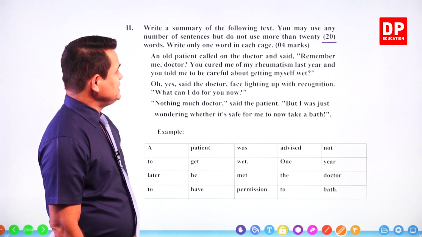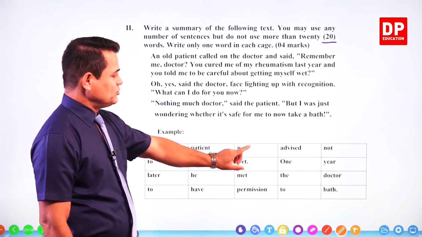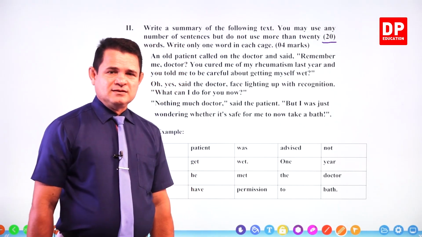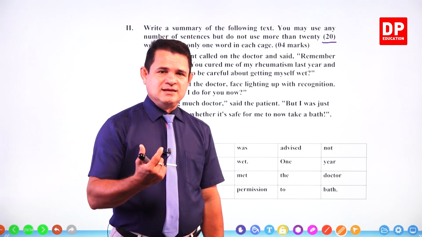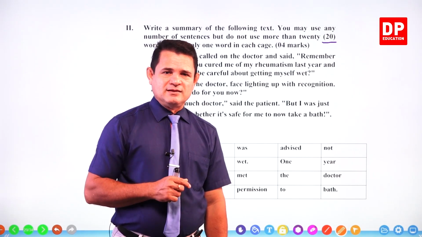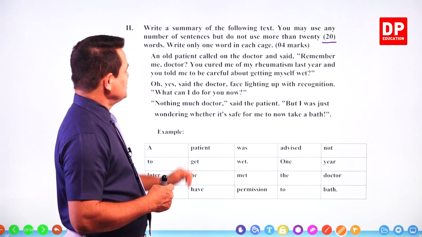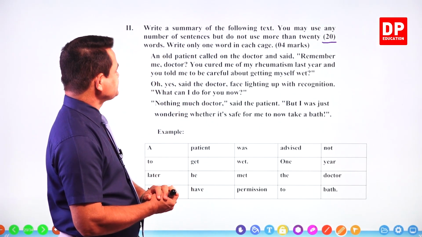Write only one word in each cage. ඒකෙත් එක කොටුවක එක වචනය ලියලා තියෙන, මම මේ example එකක් පෙන්නනවා. Then it is very clear. Then you can get an idea how to write a summary. එතකොට ඔයාලට පැහැදිලි වෙනවා කොහොමද summary එකක් ලියන්නේ කියන එක. Now let's look at the text.